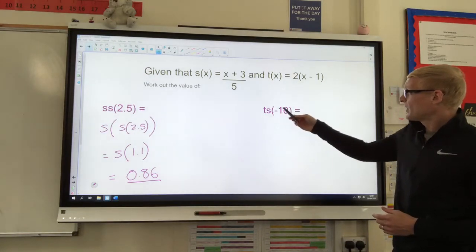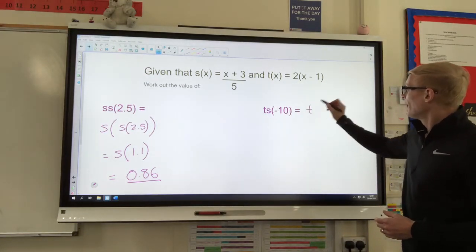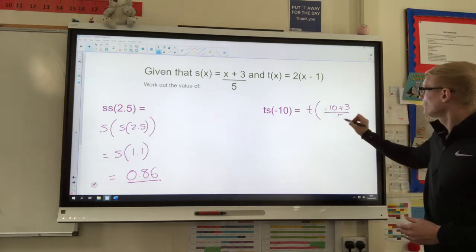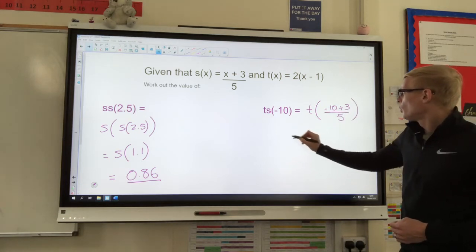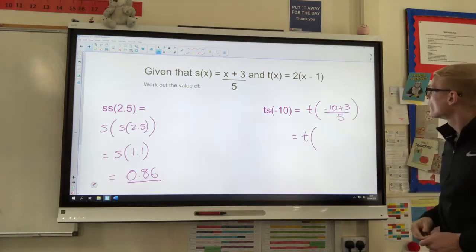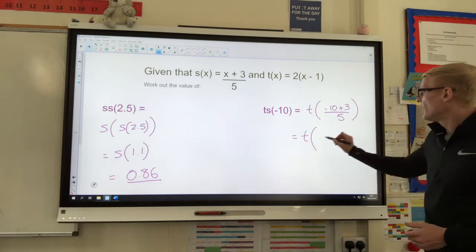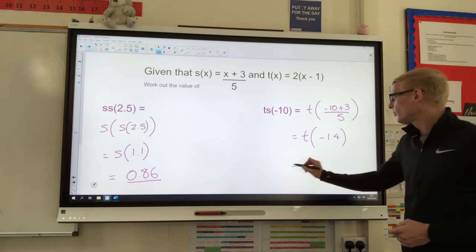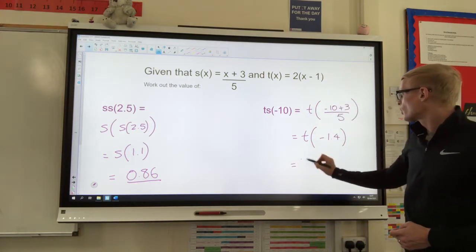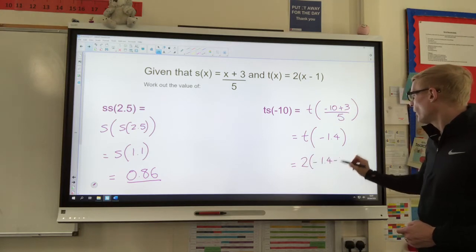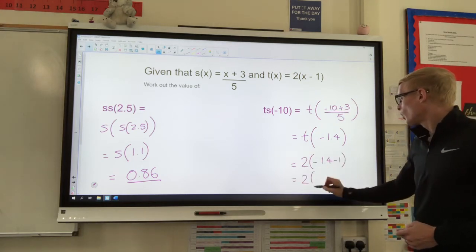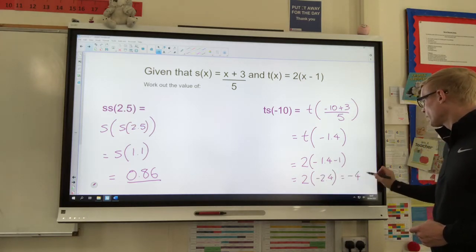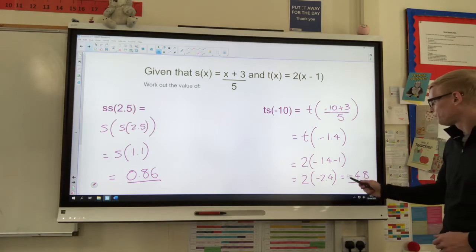I'm going to put negative 10 into S first of all. So I'm going to get T of negative 10 in here. I'll just write this one out a bit more. So I want negative 10 plus 3, which is negative 7. Divide by 5 is negative 1.4. And then I'm looking to put that into T this time. So that's going to be 2 lots of negative 1.4 take away 1. So that's 2 lots of, if I simplify that, minus 2.4. So that's going to be negative 4.8 is my answer for that one.